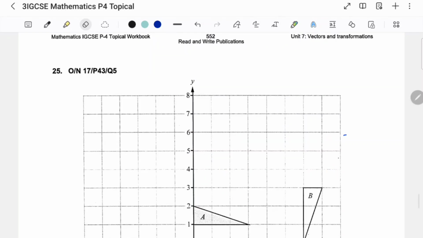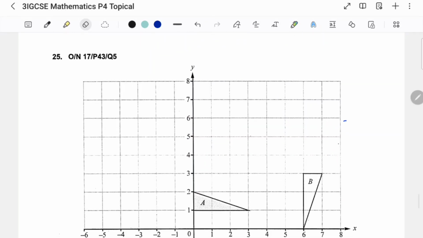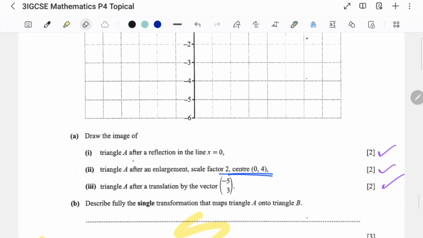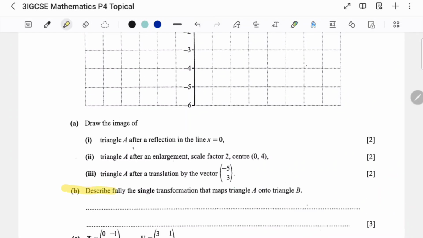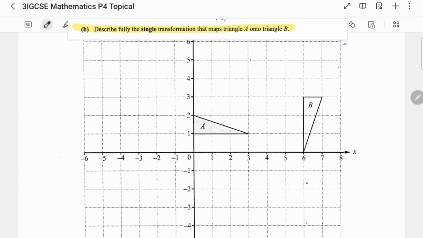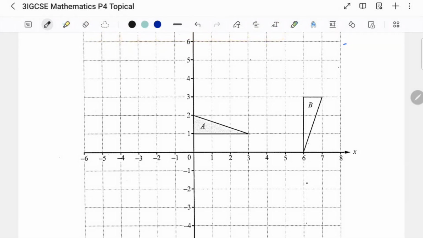Let's do another question. Alright, so this is October November 2017, paper 4-3, question 5. So we are solving this question. Describe fully the single transformation A onto B, and it's a 3 marks question. So here A is your object and B is the image. So this is your object and this is your image.